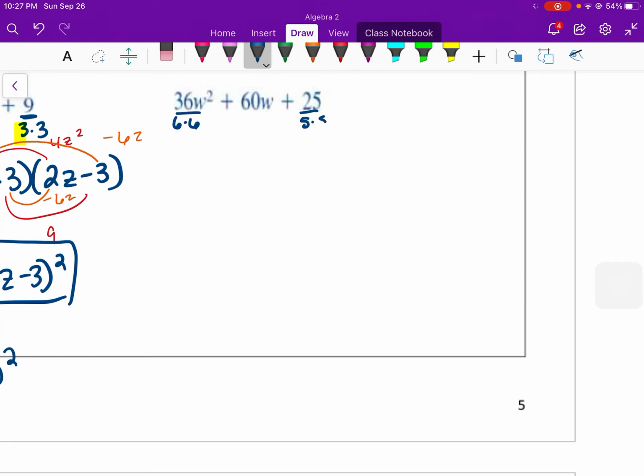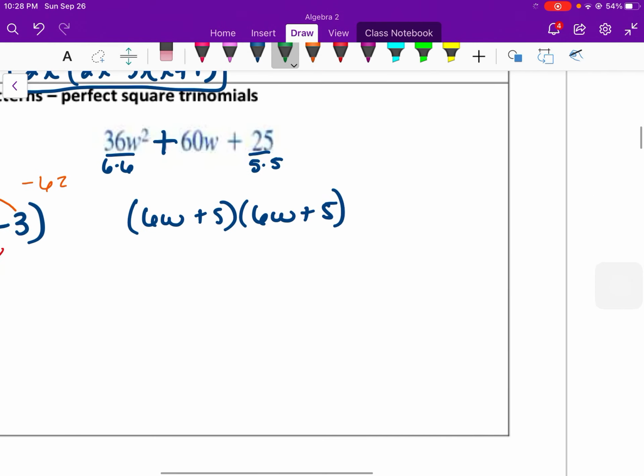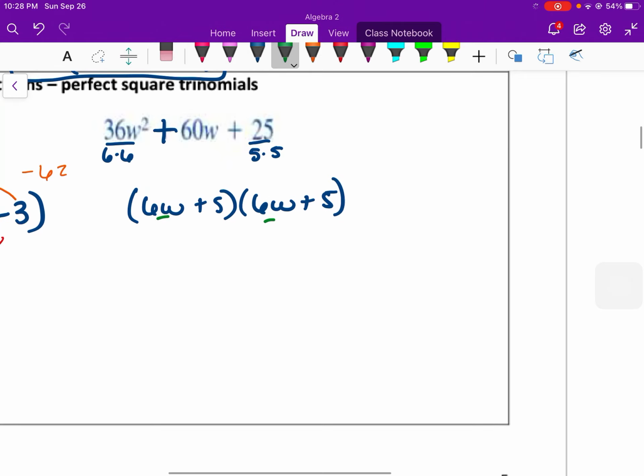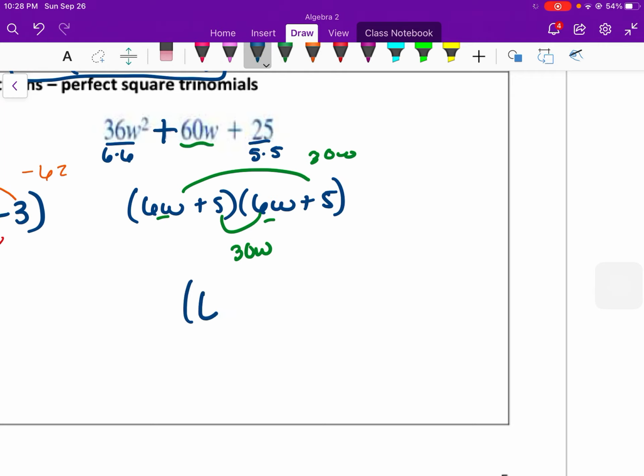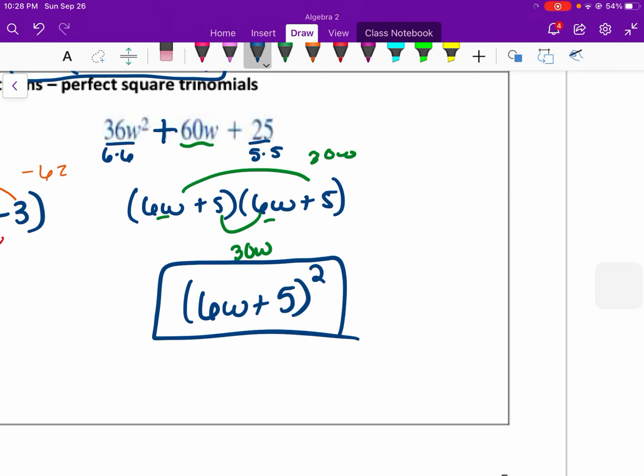So if you can recognize that these are perfect squares, then you can try this. So it'd be 6w, it adds up to positive, so it'd be plus 5, and 6w plus 5. And then just check to make sure it works. So I know that I'm going to get the 36w squared from the first two terms, and I'm going to get 25 on the end. So really you're just checking the middle, and you're going to have 6w times 5 is 30w, and then 5 times 6w is 30w. So you would get the 60w in the middle. So you can write this one, since they're both the same, as 6w plus 5 squared.